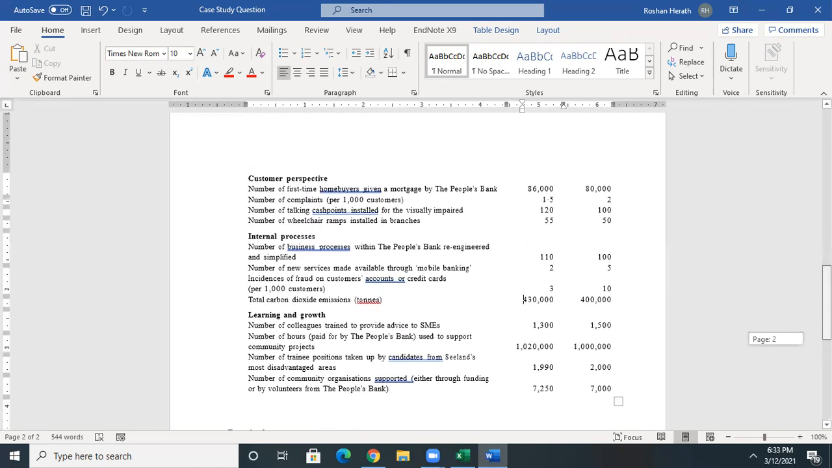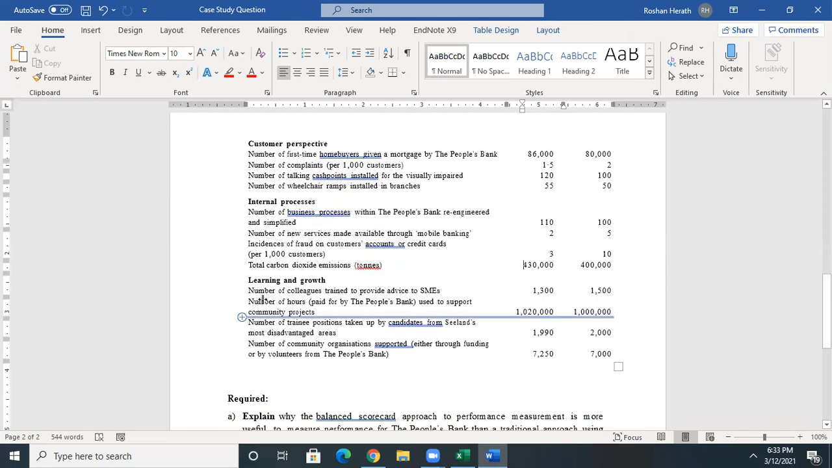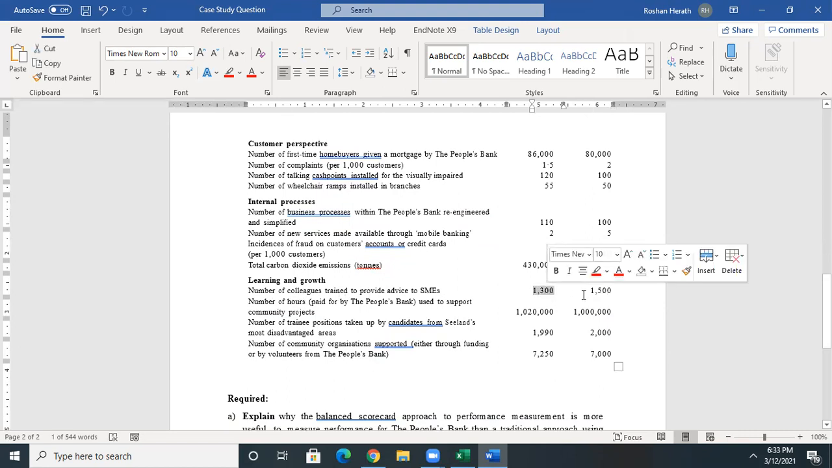Okay. The one last thing, it's about the learning and growth. You can see the number of colleagues trained to provide advice to SMEs. You planned to train 1,500 colleagues to provide advice to SMEs, but ended up training less. අපි SME sector එකට support කරන්න advice කරන්න 1500 train කරනවා කියලා හිතුවා අපේ colleagues ලා. නමුත් අපි 1300යි train කරේ. So that is having a negative impact.